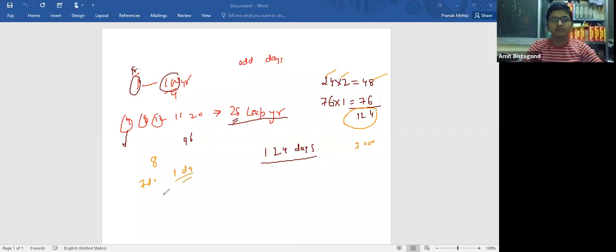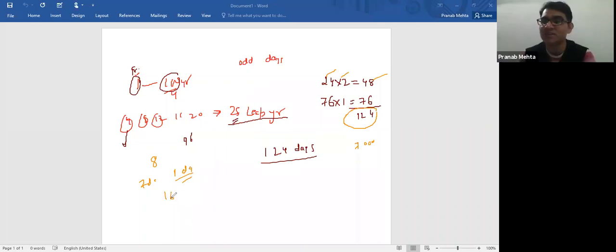So we divide by 7. For example, let us assume I have 16 odd days. If I remove 14 days, that makes 2 weeks, so the weeks are removed and I'm left with 2 odd days. Similarly, if I divide 124 by 7: 7 ones are 7, 7 sevens are 49, remainder is 5. So we get 17 weeks and 5 days. This 124 can be split like this: 17 weeks and 5 days. Weeks don't have any importance, I remove them. So how many odd days are we left with now?